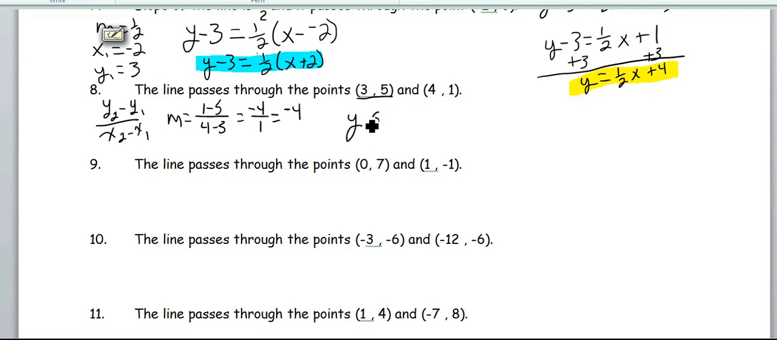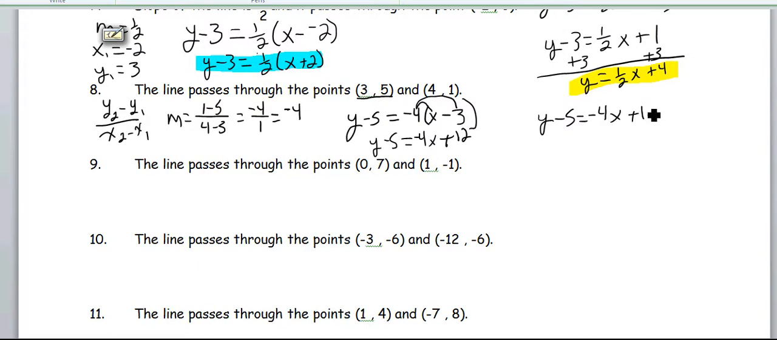So I'm going to take y minus 5 equals, here's my slope, negative 4. Remember our parentheses has x minus the x value. You do have to use the same x as the coordinate you got the y. Okay? I would end up with y minus 5 equals negative 4x, negative 4 times x, and then negative 4 times negative 3 gives me plus 12. I need to get the minus 5 off of that side, so I'm adding 5 to both sides. I end up with y equals negative 4x plus 17.